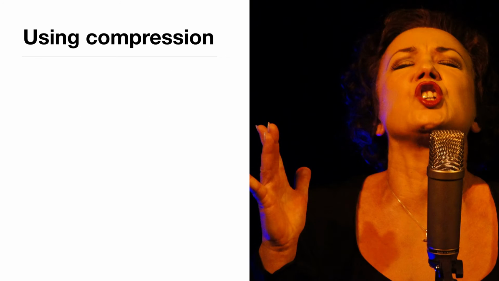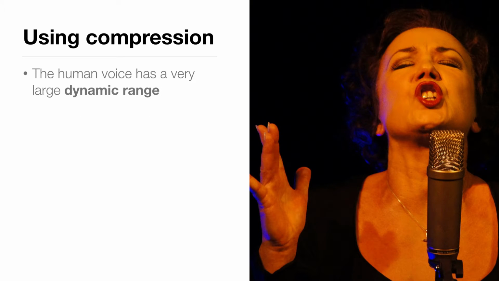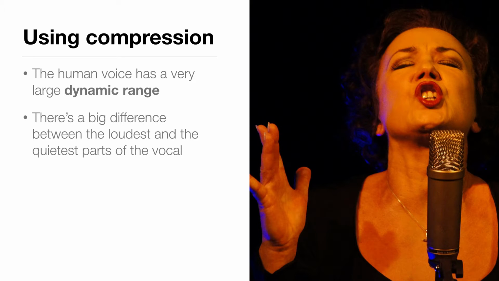The problem we're running into here is that the human voice has a very large dynamic range. That means there's a big difference between the loudest and quietest parts of the vocal. So how can we make the vocal louder without clipping?